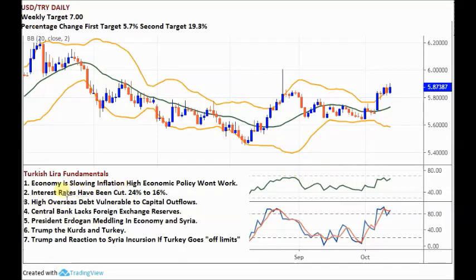Now, the economy is slowing and inflation is high. That's a bad cocktail for any economy. Economic policy the Turks are trying is simply not going to work. They announced it a few weeks ago. I said at the time it was dreamland. It is. It's just not going to work.